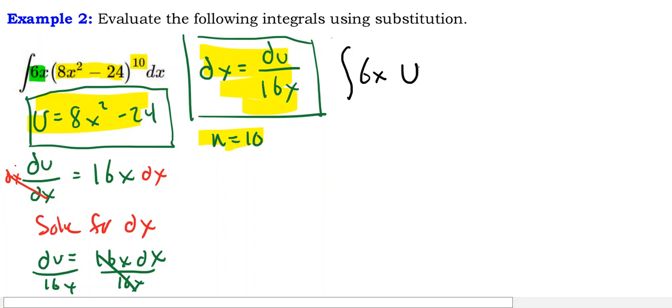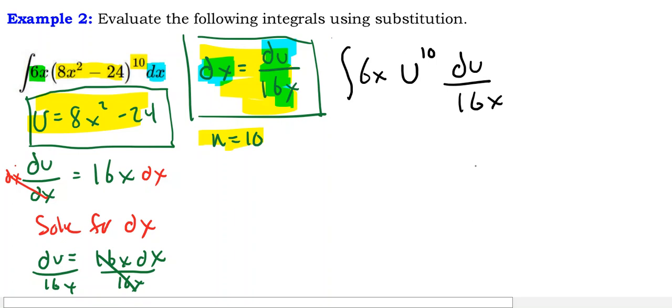And that's raised to the 10th power. And now we have dx. We're going to get rid of dx, and we're going to put in what dx is equal to. Well, dx is equal to du over 16x. So I'm going to put in du over 16x.